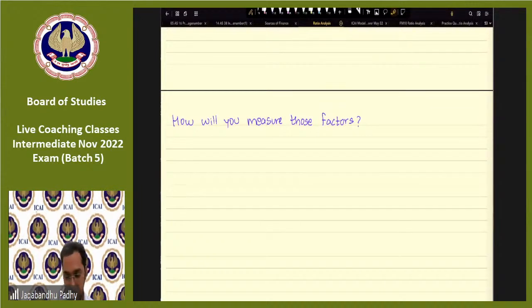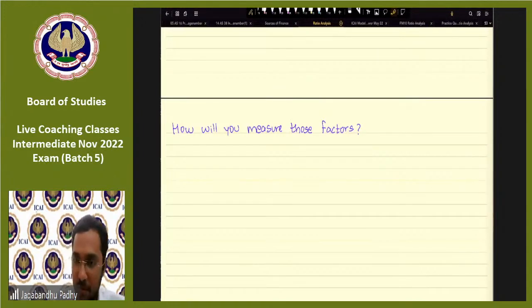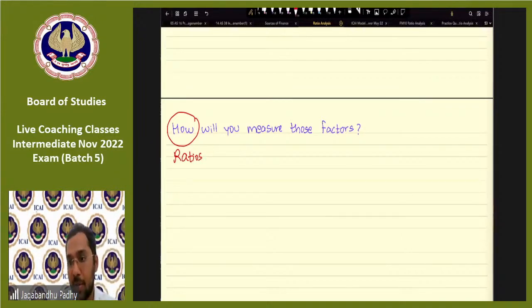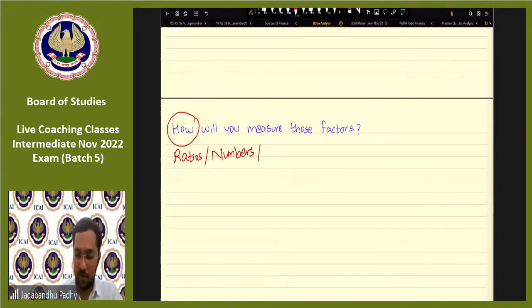What is a tool? What is the set of tools that you have to measure these factors? Yep, exactly, guys. The answer to this how lies in certain ratios. We will measure some ratios, some numbers, or some percentages. We'll look into them and then we will measure these factors, right?